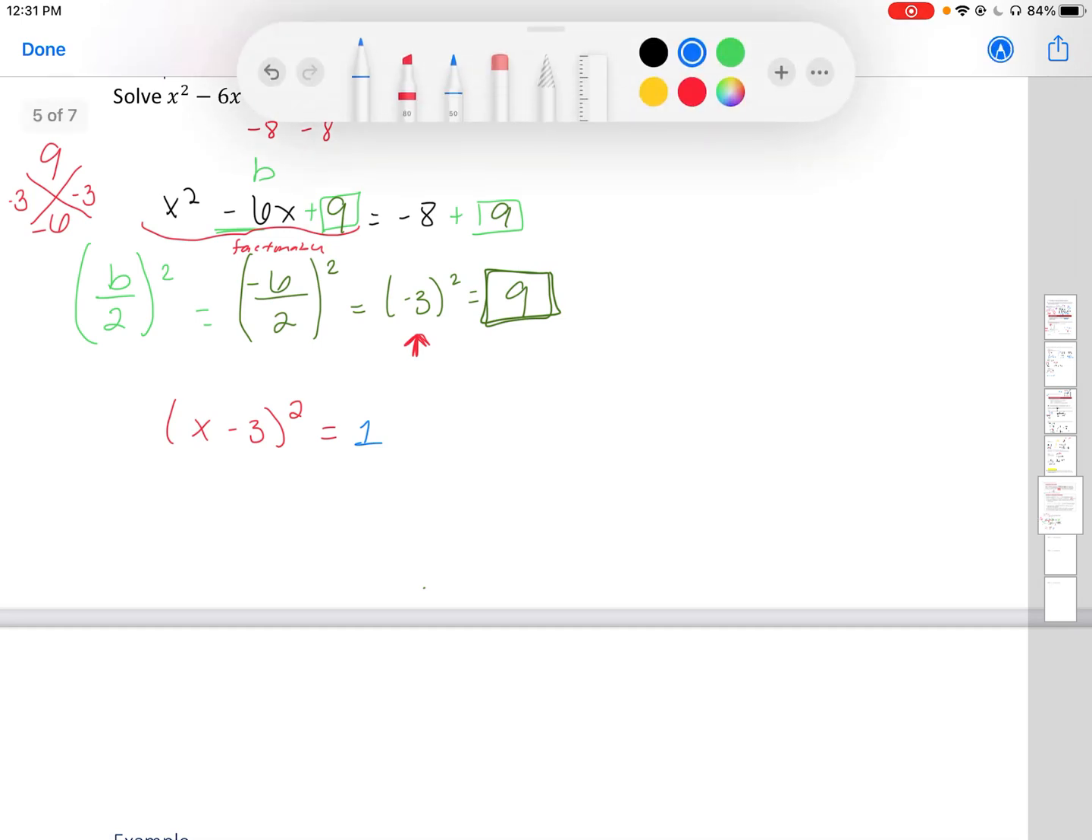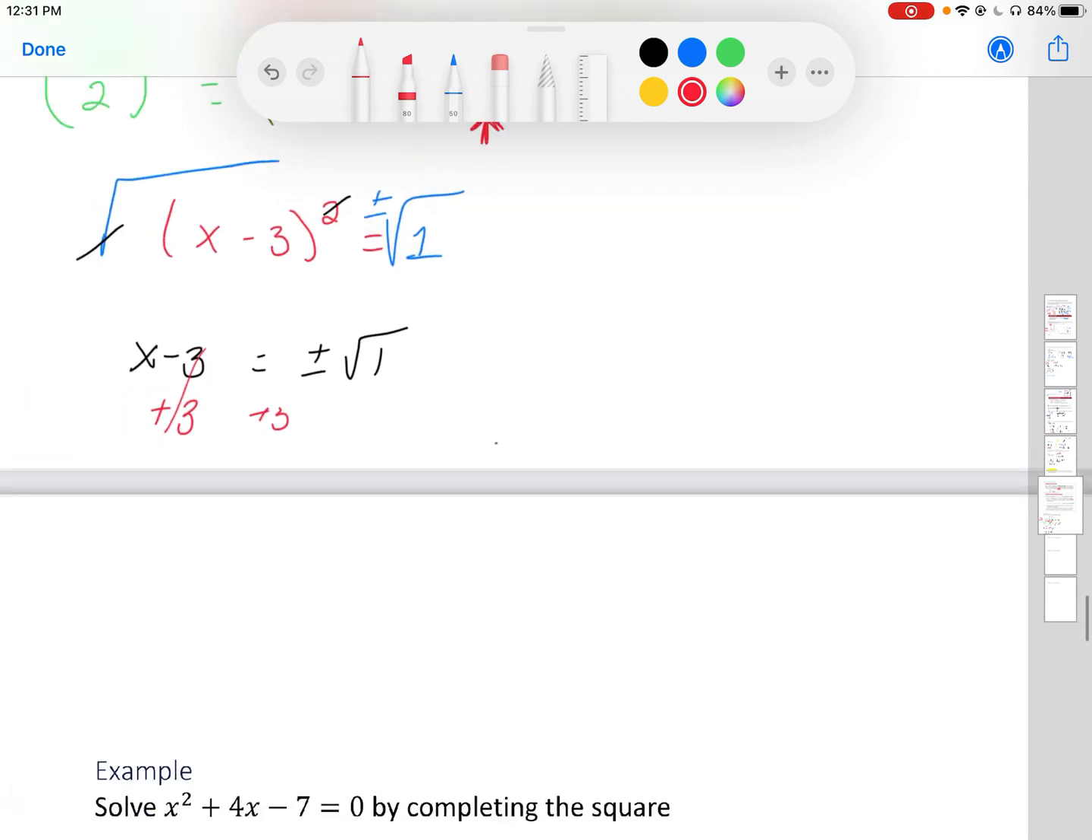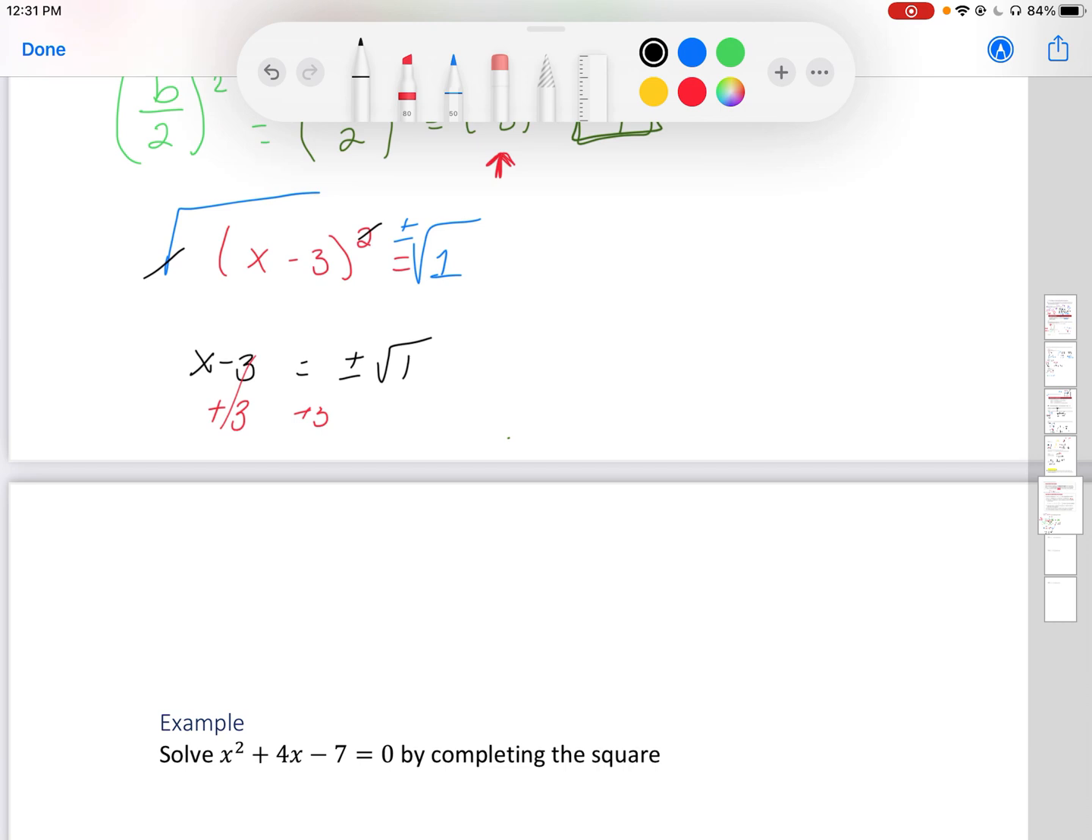Let's go ahead and take the square root of both sides, plus or minus. So we're left with x minus 3 is equal to plus or minus the square root of 1. And we can go ahead and add 3 to both sides to make it go away. And we're left with x is equal to 3 plus or minus the square root of 1.